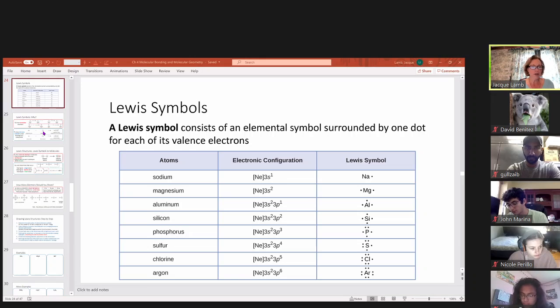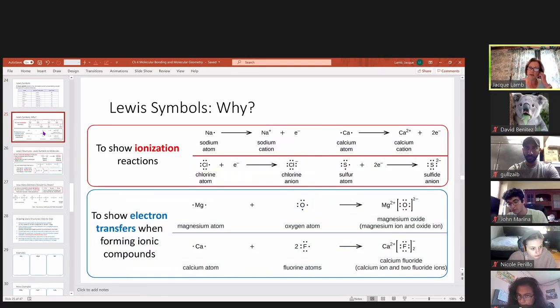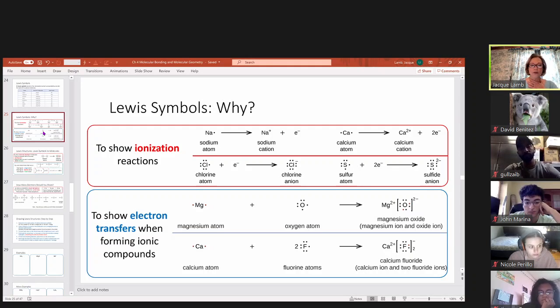So why do we use Lewis symbols? Well, we can use them to show ionization, and these first two show the loss of an electron for sodium. Sodium would be shown in a Lewis symbol with one dot. We can show its ionization by showing Na plus the electron. For those that are gaining electrons, we have examples here of chlorine and sulfur, where they have actually picked up an electron or picked up two electrons and end up with a full valence shell.